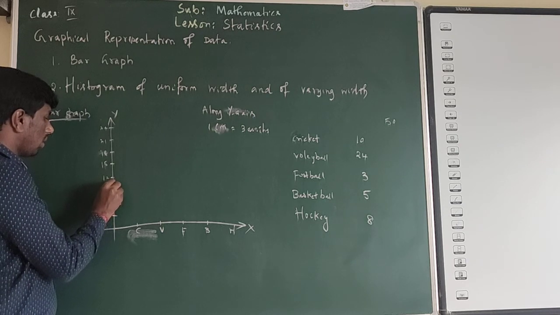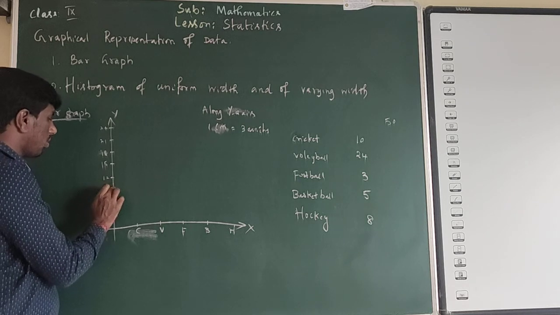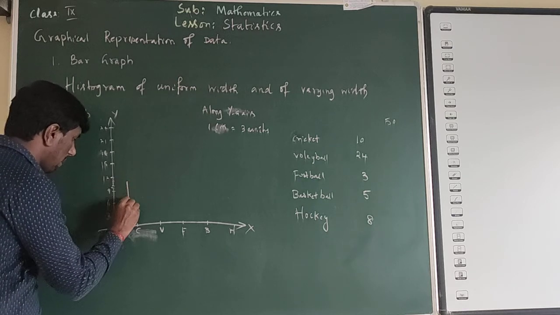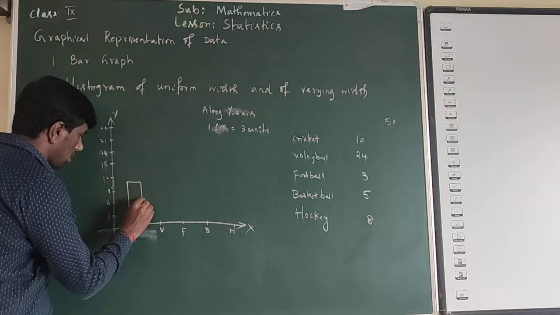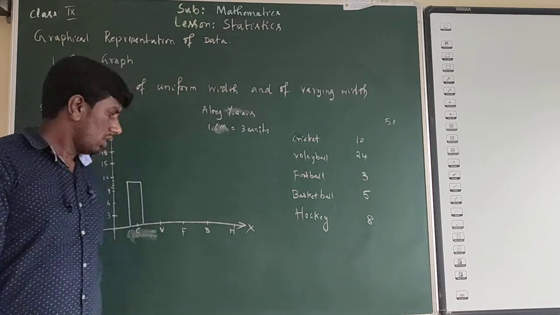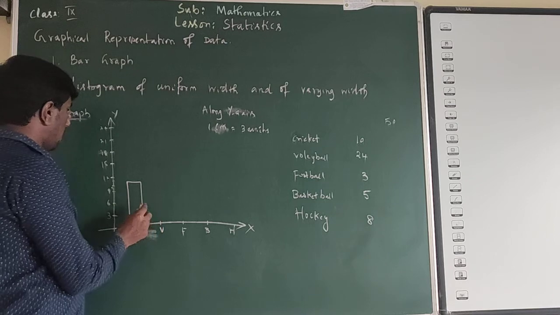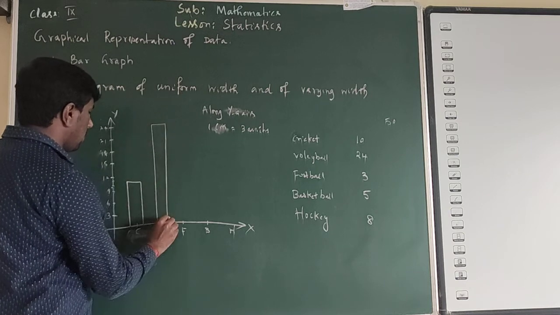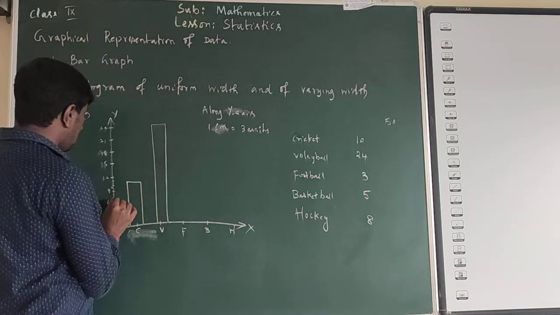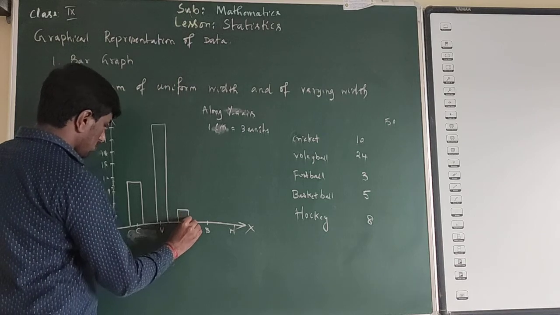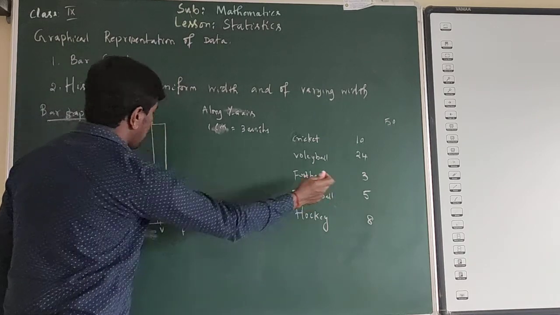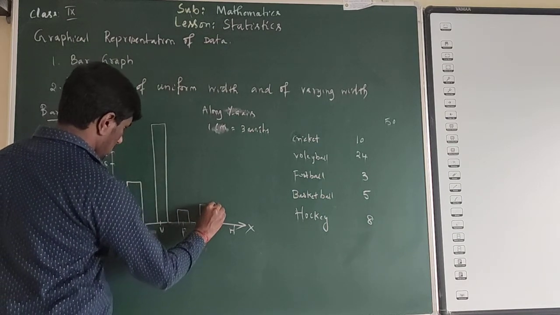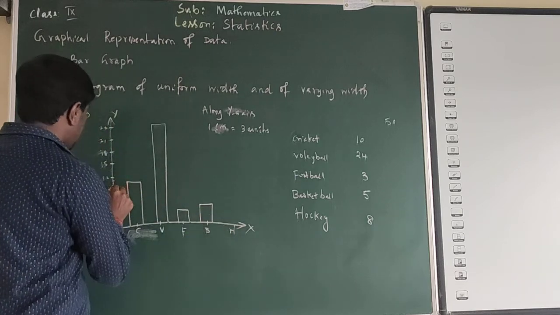10, 11. Okay, we should make 2. So this is 10 and this is 11. So here we should draw the bar graph. Then for volleyball, how many students like volleyball? 24. It should be equal width. Then football, only 3. Then basketball 5, below 6 there, right? Then hockey 8.